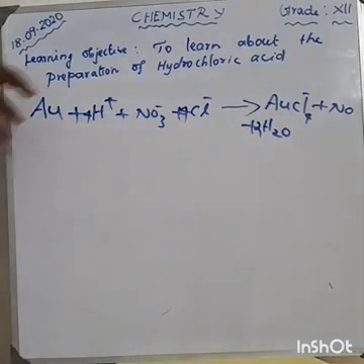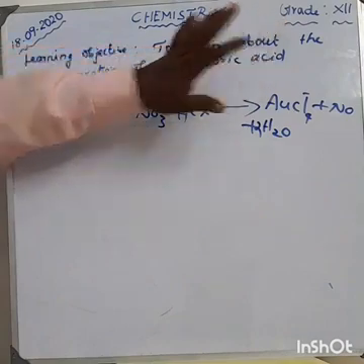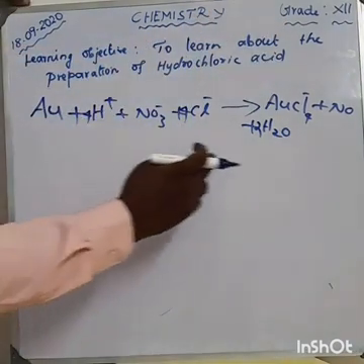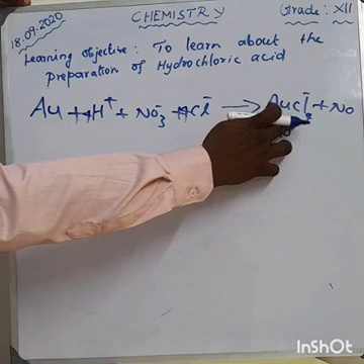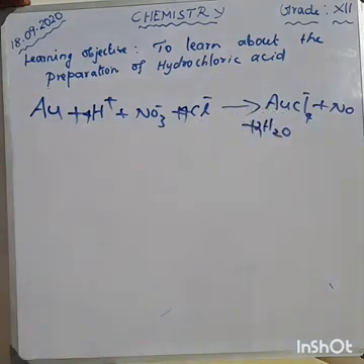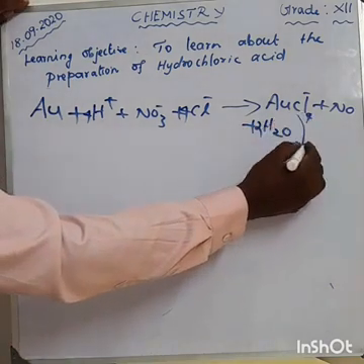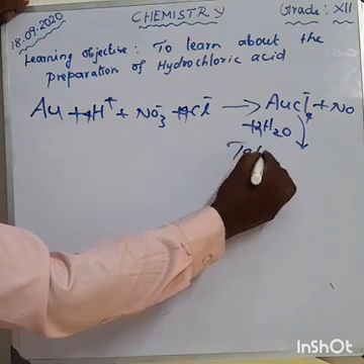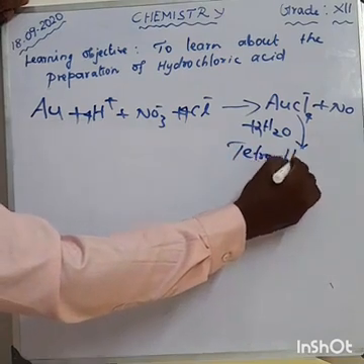So, what is the name of this compound? How much chlorine is there? 4 chlorine. If 1 chlorine, we say mono, am I right? 2 chlorine means di, 3 means tri, and 4 means tetra. What's the name? Tetrachloro, am I right? Tetrachloroaurate ion.